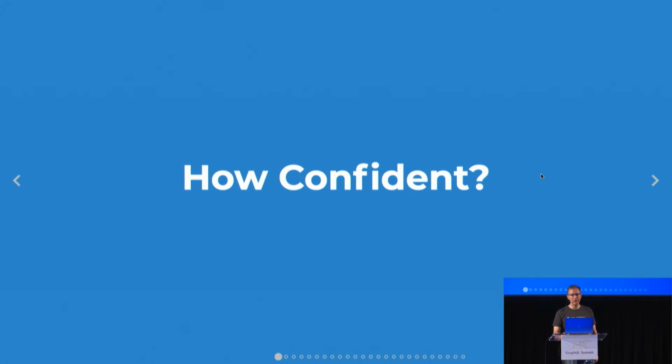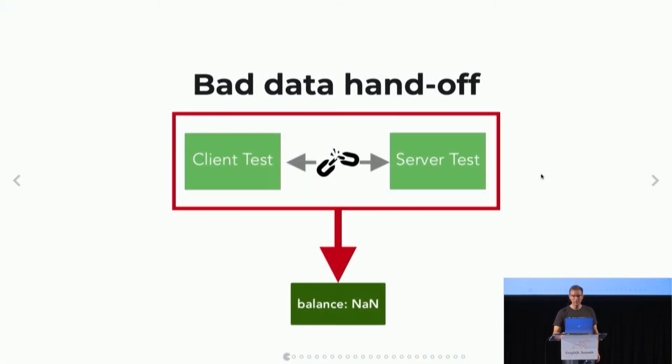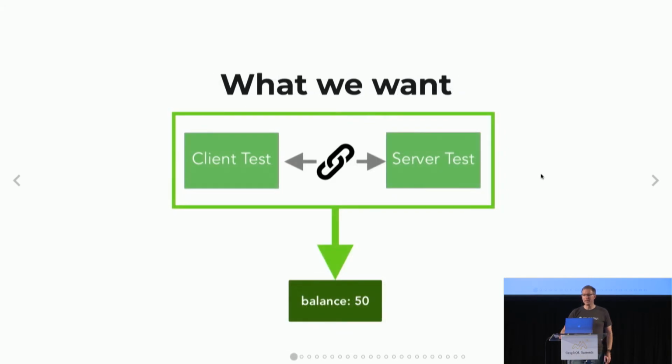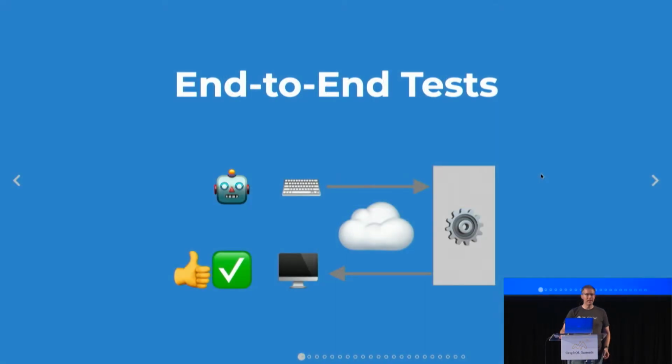How confident are you in your tests? What if both tests are OK, but there's a problem with how the test is handled, or how the client and the server hand off data between each other? So in this case, your individual tests are green, but your end-to-end scenario is broken. What we want is a test that makes sure that the process can traverse all the way from the client to the server. And this brings us to end-to-end tests.